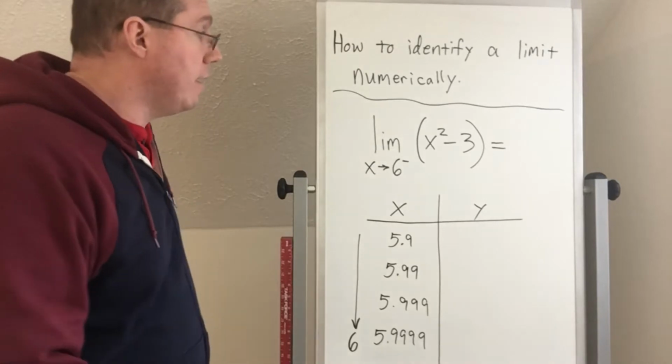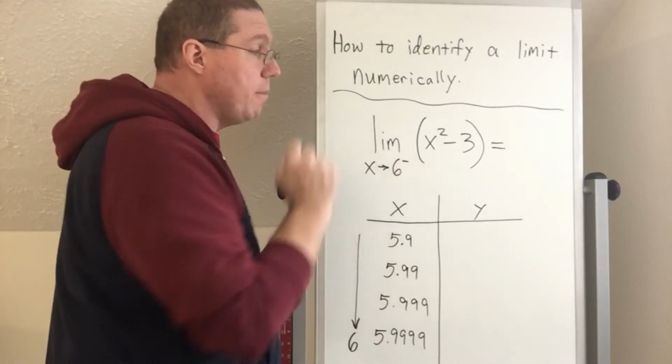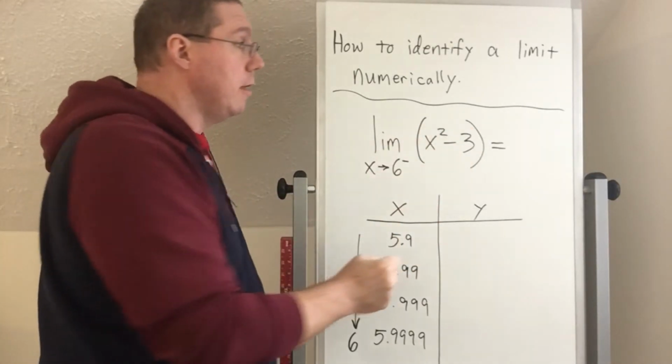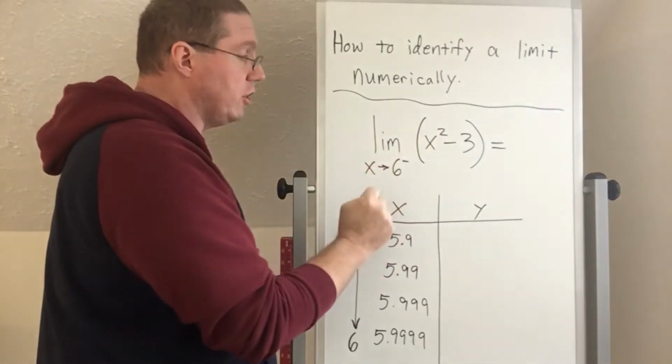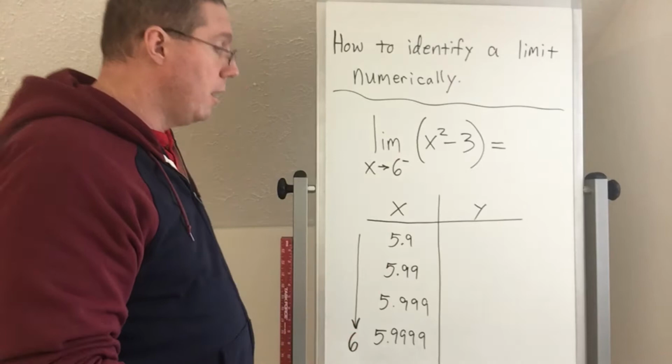Okay, so here's the idea. Let's go back to one we've already seen: the limit as x approaches 6 from the left of the function x squared minus 3. So we want to know what the limit of this function is as x is approaching 6 from the left side.